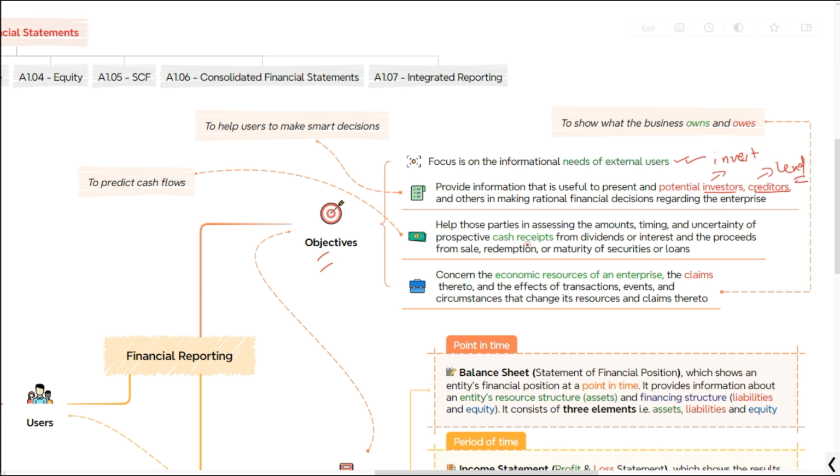The other objective is that it helps the parties in assessing the amounts, timing, and uncertainty of prospective cash receipts from dividends or interest, and the proceeds from sale, redemption, or maturity of securities and loans. So the users can understand the cash flows. It is just like the cash inflows and the cash outflows.